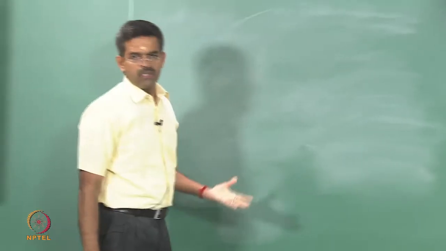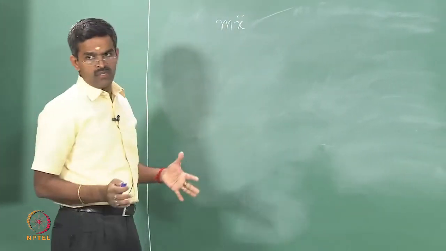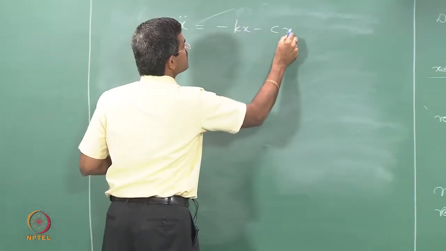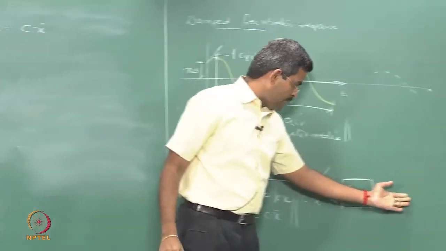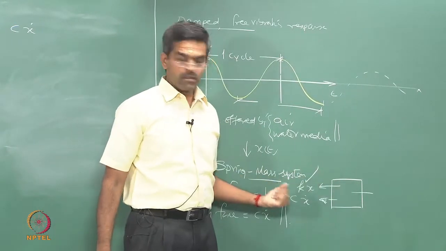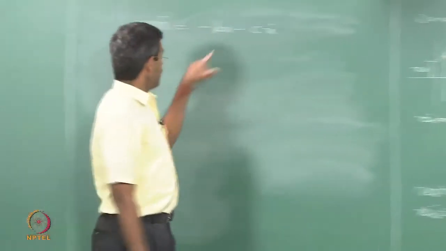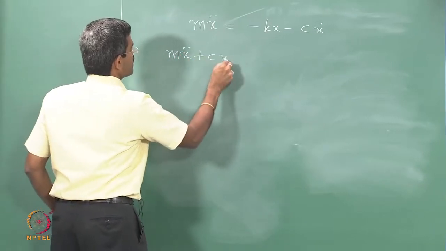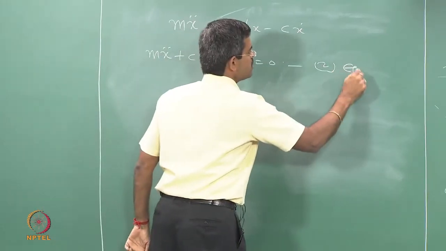so now we can write the equation of motion simply as m x double dot, which is mass into acceleration, Newton's law, equal to minus kx minus C x dot. This negative sign indicates that the inertia force acts this way and these two are restoring forces. They are trying to bring the system back to normal, that is what we call recentering capability. So, my equation of motion becomes m x double dot plus C x dot plus k x equals 0.